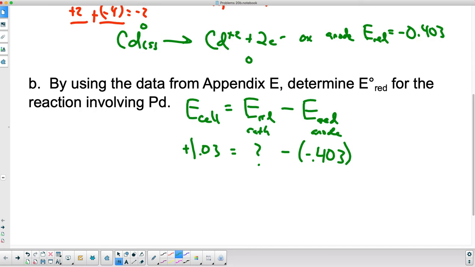I don't think I have Appendix E in this PowerPoint, so you have to flip to the back. I included it, I believe, in this assignment. Okay, so let's go through with this then. All I have to do, because this is a plus and a plus, to get this on the other side, is to subtract 0.403 from both sides, like this.